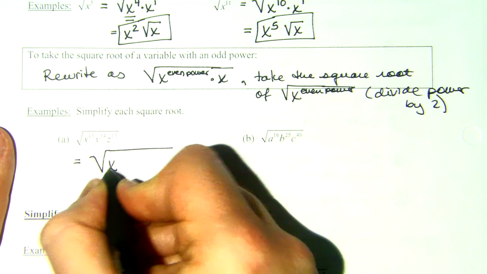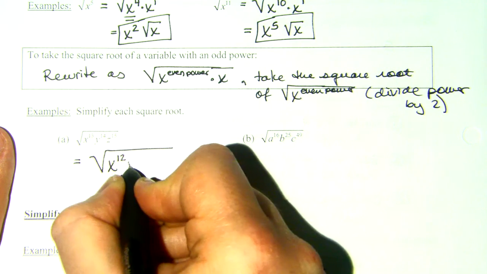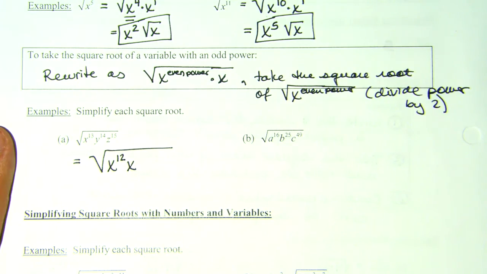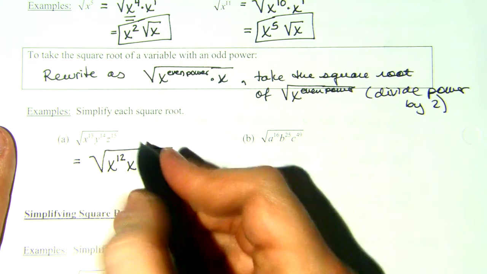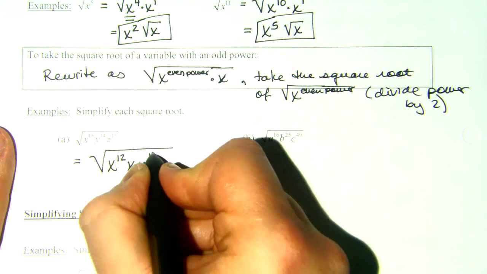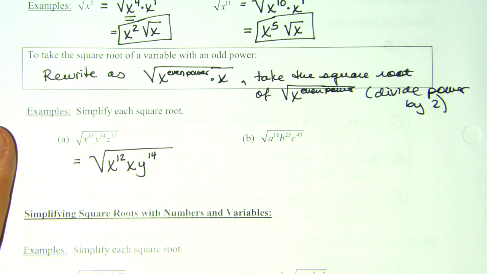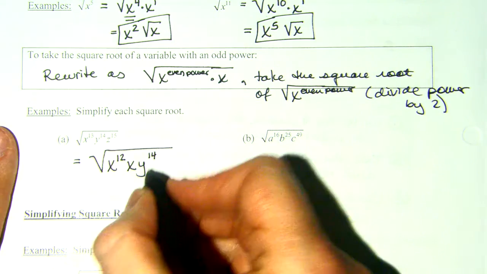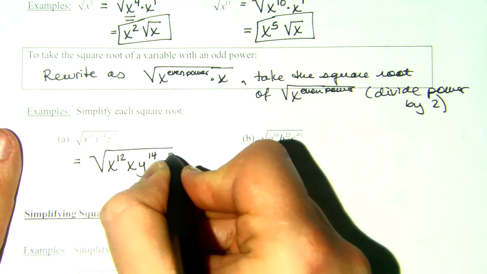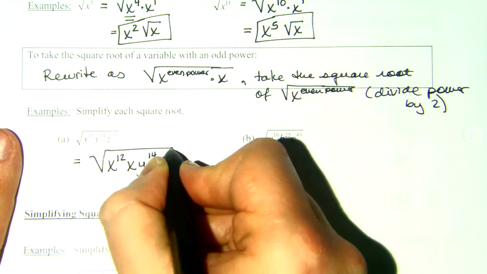X to the 13th is going to become x to the 12th times x. Y to the 14th was already good, so I'm just going to leave that for now. I'll do the square root in the next step. I'll just say y to the 14th. Z to the 15th, odd power, no good. I'm going to say z to the 14th times z.